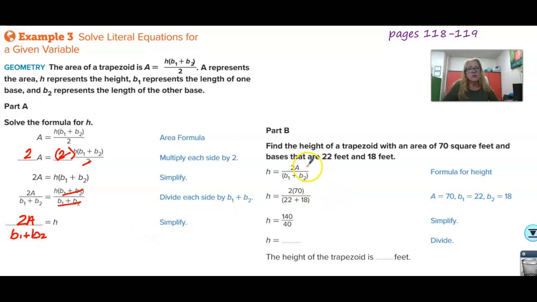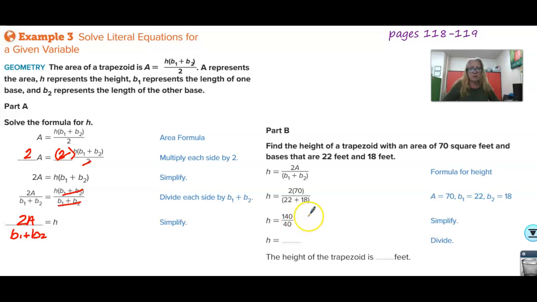Okay. So then you go over here, part B, find the height of a trapezoid with an area of 70 square feet and bases that are 22 feet and 18 feet. So they want you to use the formula you've created as having solved for H. Here's the formula for height. And they tell you it has an area of 70, so big A was the area, so we put 70 here. The bases go here, base 1 plus base 2. Then they added that together, multiplied that together, and got 140 over 40.